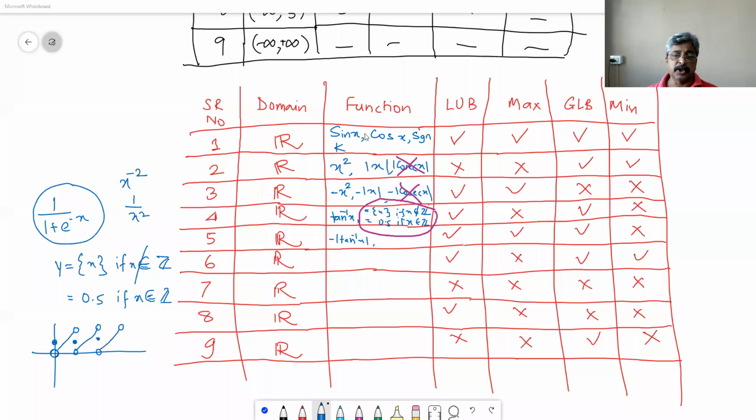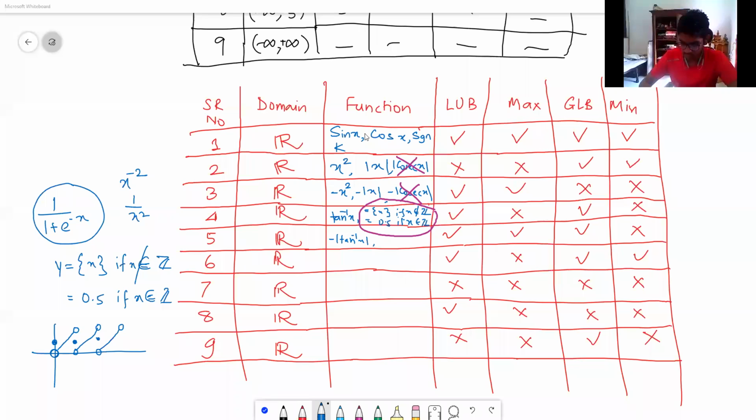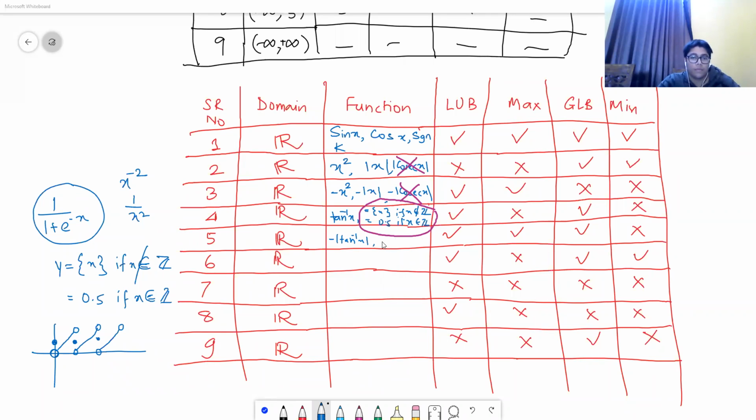Now we need a continuous function. Sir, we can just write 1 upon 1 plus x square. That makes it continuous. Yes. So 1 upon 1 plus x square is okay. 1 upon 1 plus mod x is also okay. All right. Is that fine?